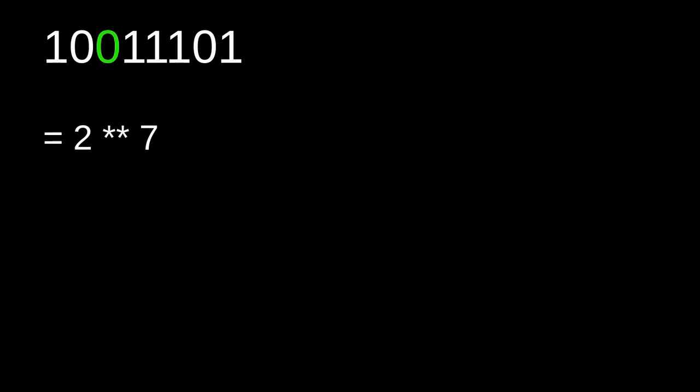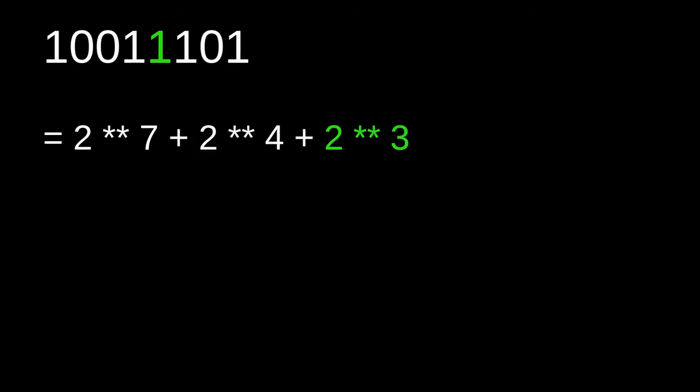Same with the fifth position. The fourth position is equal to 1, so we add 2 to the power of 4. Likewise, for the third position, we add 2 to the power of 3. The second position is equal to 1, so we add 2 to the power of 2. The first position is equal to 0, so we don't add anything.